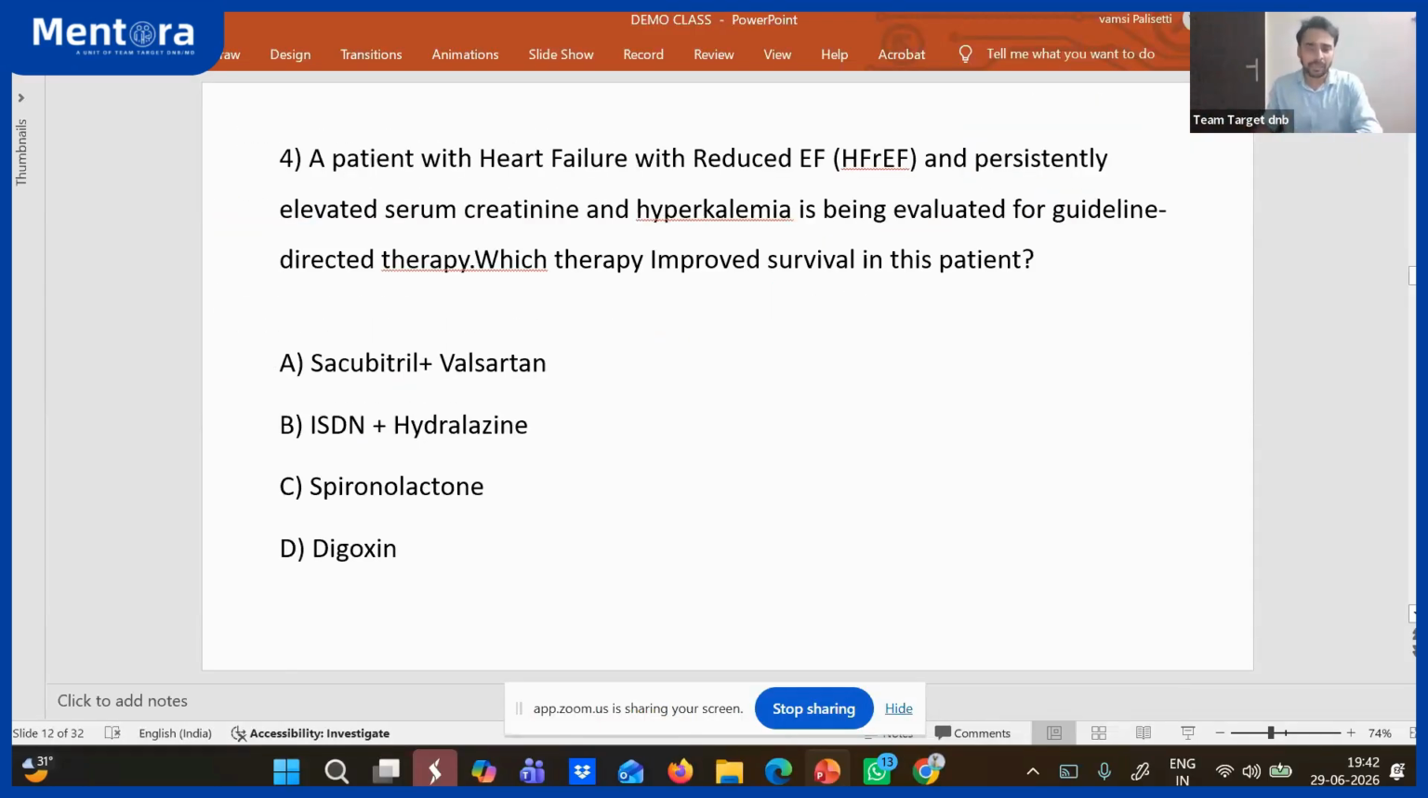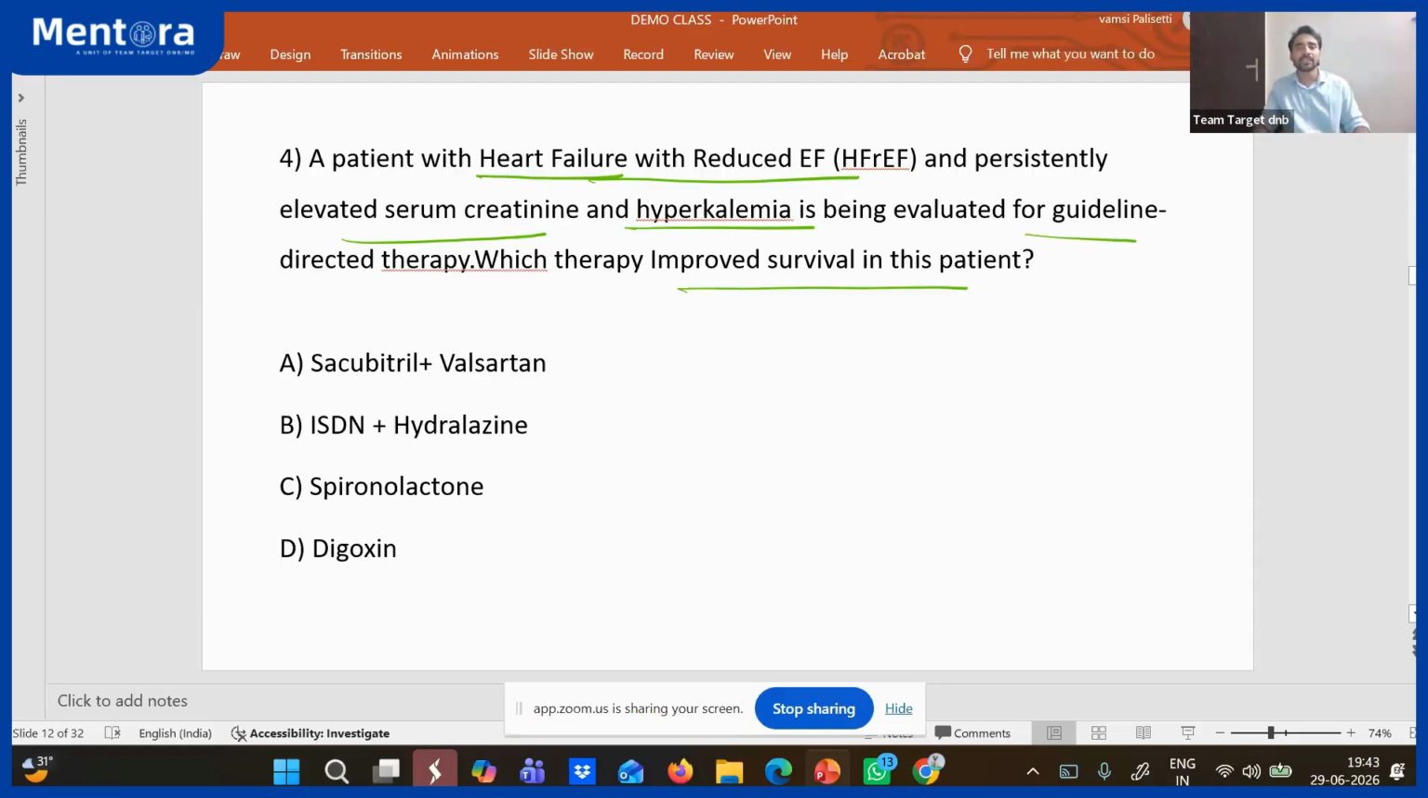Very important. I think people will answer this very easy question, but they have some issues with it. That's why I kept this question. A patient with heart failure with reduced ejection fraction. We know heart failure has three classifications: preserved ejection fraction, reduced ejection fraction, and mildly reduced ejection fraction. The patient has persistently elevated serum creatinine and also hyperkalemia. It is evaluated for guideline-based medical therapy. Which therapy improves survival in this patient?